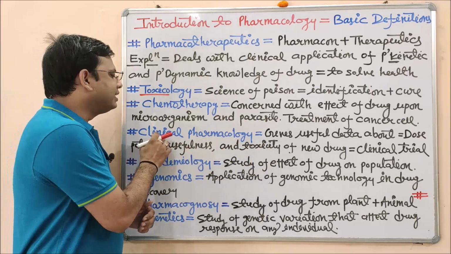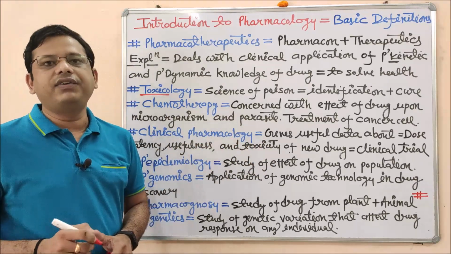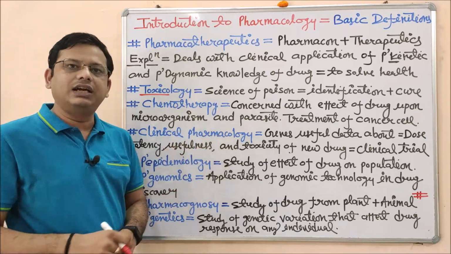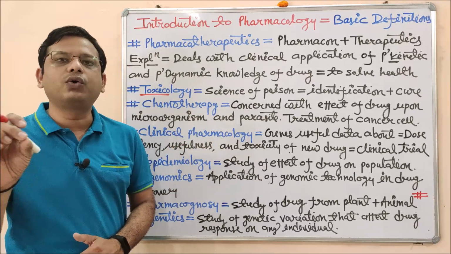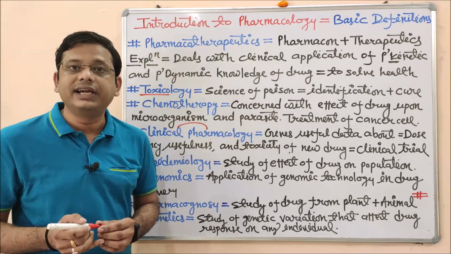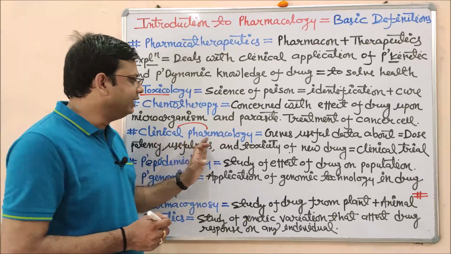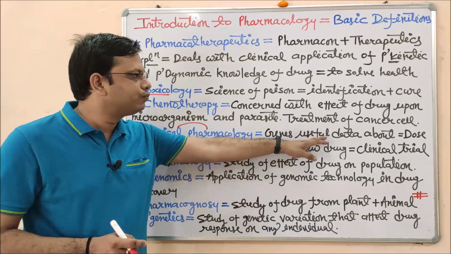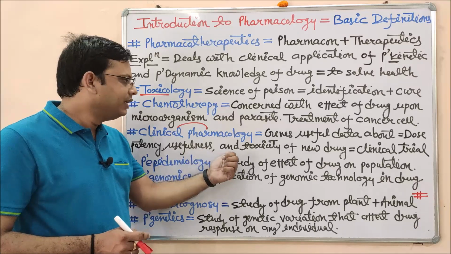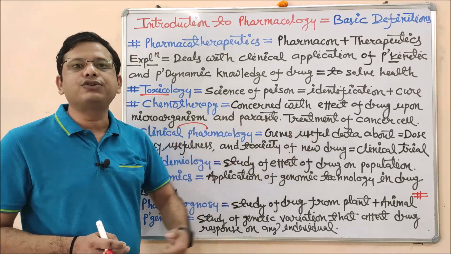Coming to the next one, that is clinical pharmacology. Again we have two words, clinical and pharmacology. Pharmacology is the study of pharmacokinetics and pharmacodynamics, and the application of this knowledge from the clinical benefit point of view is called clinical pharmacology. It gives useful data about the dose, potency, usefulness and toxicity of a new drug in case of a clinical trial.